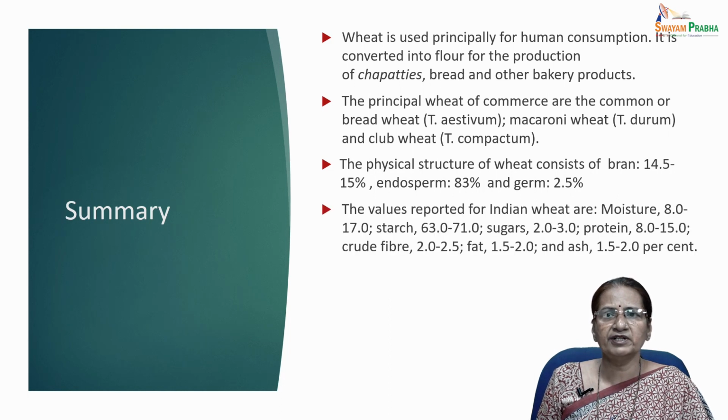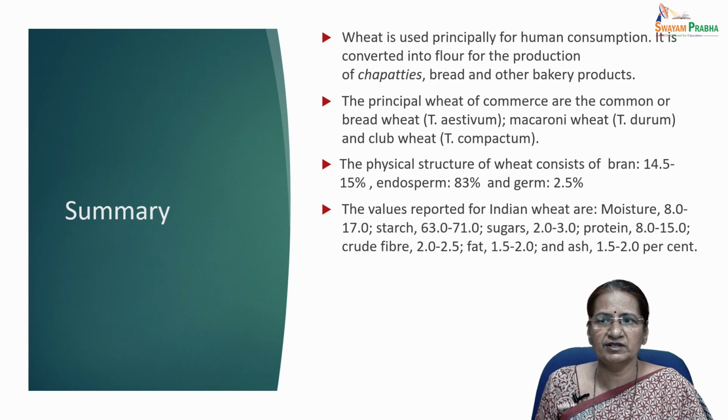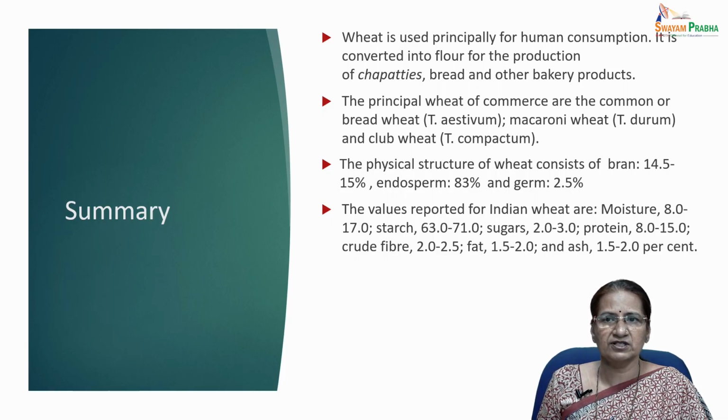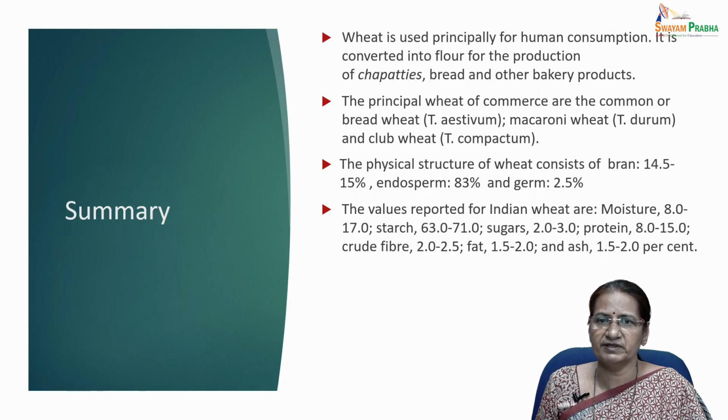The values reported for Indian wheat are moisture 8.0 to 17%, starch 63 to 71%, sugar 2 to 3%, protein 8 to 15%, crude fiber 2 to 2.5%, fat 1.5 to 2%, and ash 1.5 to 2%.